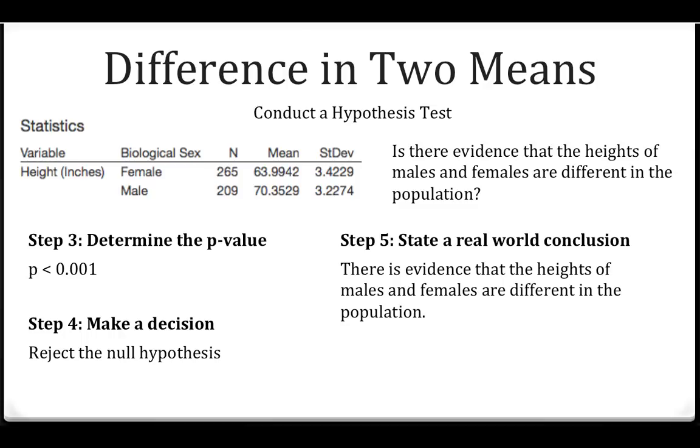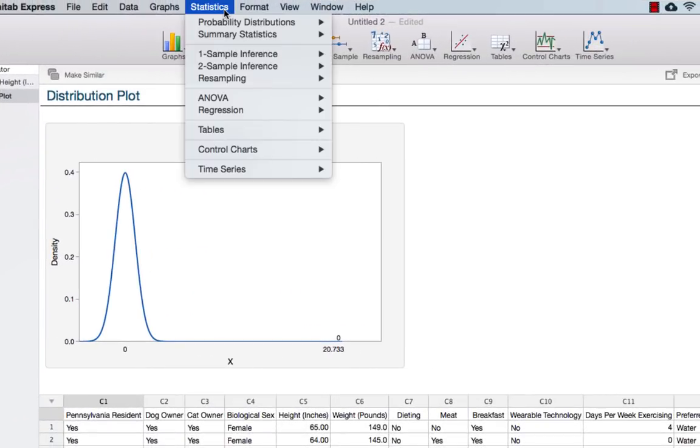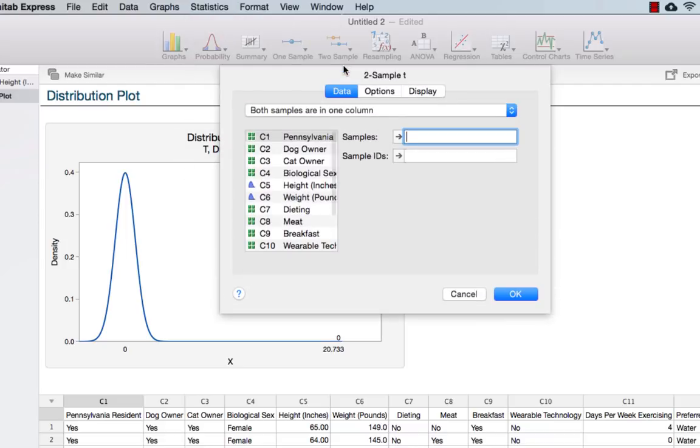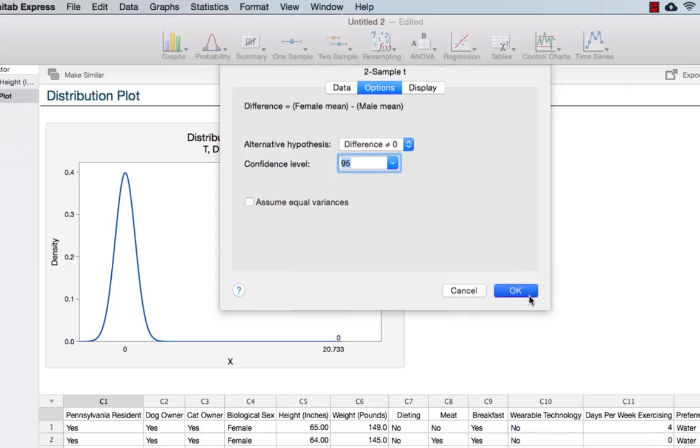Now I'm going to take you to Minitab Express, where I had this data set open to show you how you could work through this there. We'll go to Statistics, to Sample Inference, T. Our samples is our quantitative response variable of height, and then sample IDs are our two groups, biological sex. Under options, we can confirm that we do have a two-tailed alternative hypothesis. Click OK.